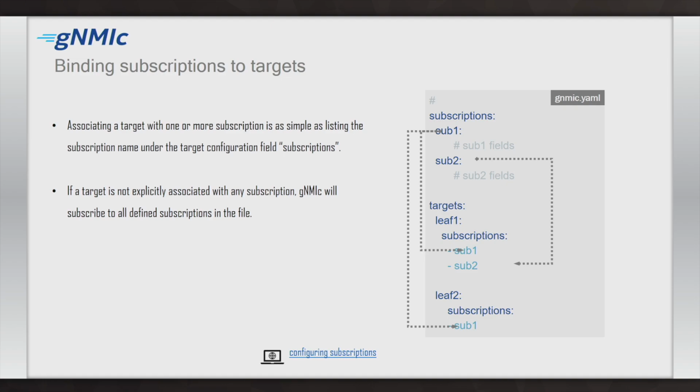Sometimes you have routers from different vendors, the models are different, the paths are different, behavior can be different. They support different sampling intervals, for example, so you want to map different subscriptions to different targets. If you don't put any subscription under the target, gNMIc will go and subscribe to every subscription defined in the file for that target. So if you have a simple use case, routers from the same vendor, same version, same Yang model, you don't have to define that. You just make that implicit.